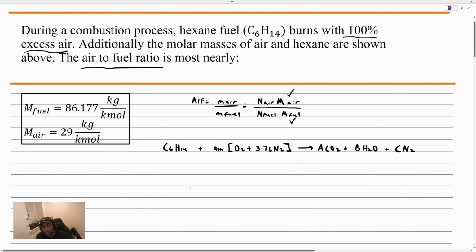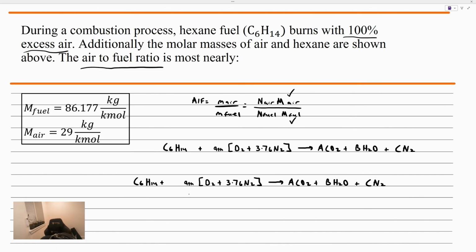This is for the stoichiometric combustion equation, so theoretically, this is the amount of air we need. If we wanted to modify this to allow for some amount of excess air, then all we do is multiply this by a factor, 1 plus the excess air fraction. We multiply that by the amount of air that we have, and we'd gain a term on the right-hand side, which would be some amount of unburnt oxygen, that excess oxygen term.